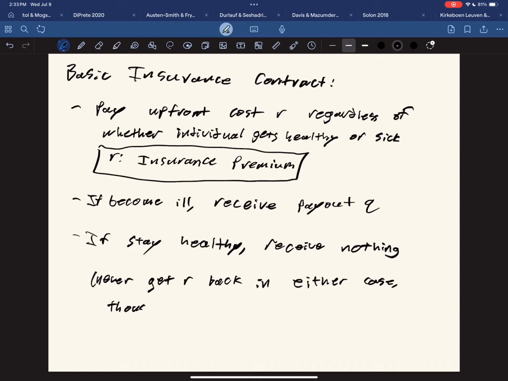Though Q, it will probably be, almost certainly be, if you're going to accept the contract, that Q is greater than R. So R is gone. You spend R, and that's gone. That's the price you pay for the contract. You're going to receive Q, which will almost certainly be greater than R if you are sick, and you receive nothing if you stay healthy.